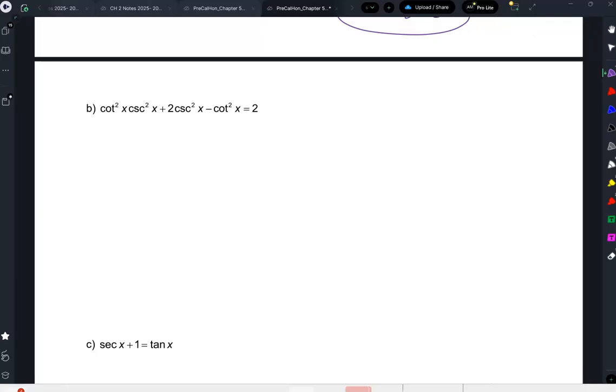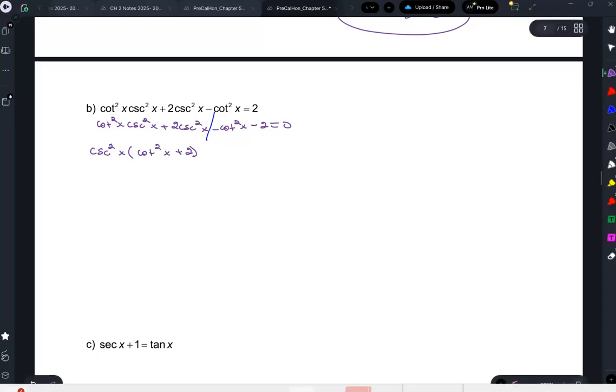Okay, what do you suggest we do here? It is 4 terms. So how do you suggest we factor? I'm factoring out a cosecant squared x. What can I factor out here? Nothing really, just minus 1.